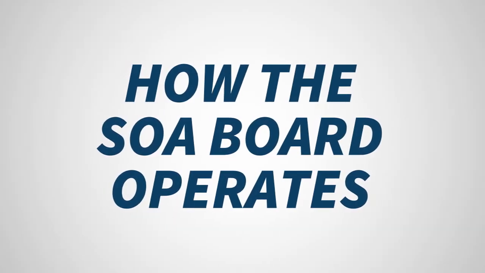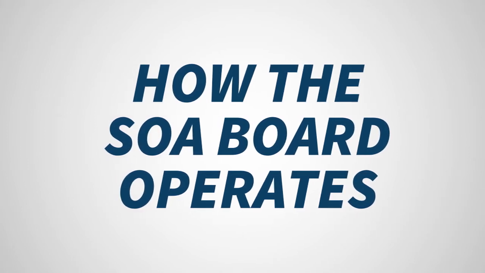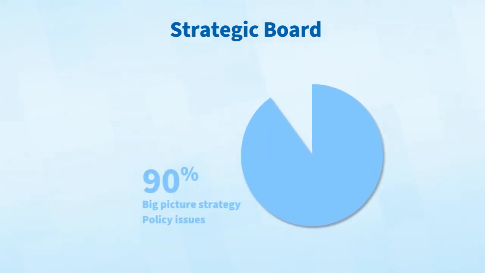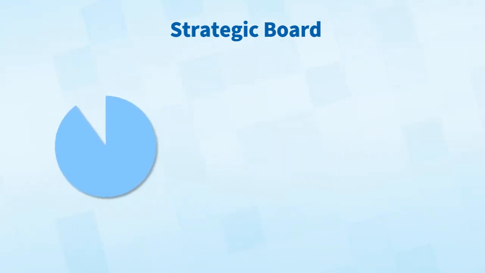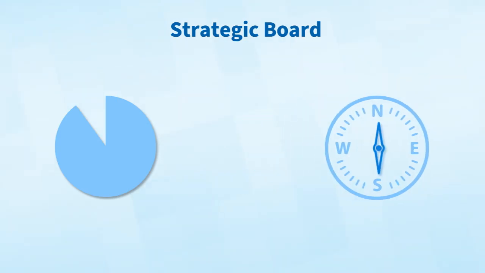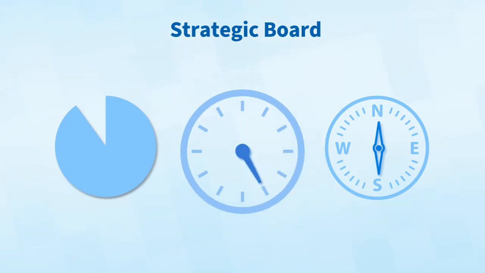A question that gets asked a lot is exactly how does the SOA board operate? Well, the short of it is it's a strategic board. It is not an operational board. So what does that mean? Well, it means the board spends about 90% of its time on big picture strategy and policy issues, not day-to-day stuff. This approach reinforces the board's leadership role in setting the direction for the actuarial profession and the SOA. And it helps leverage the time, expertise, and experience of each of the board members.